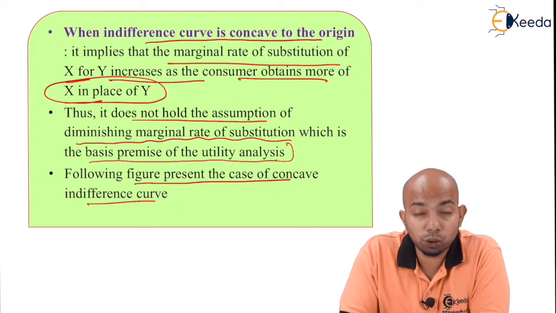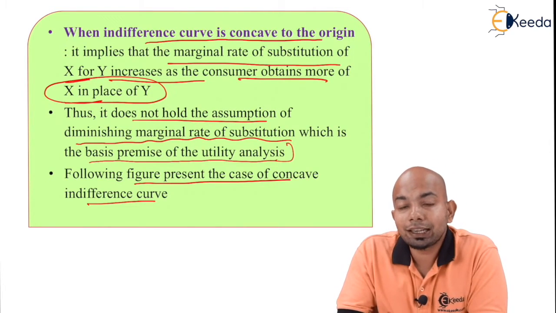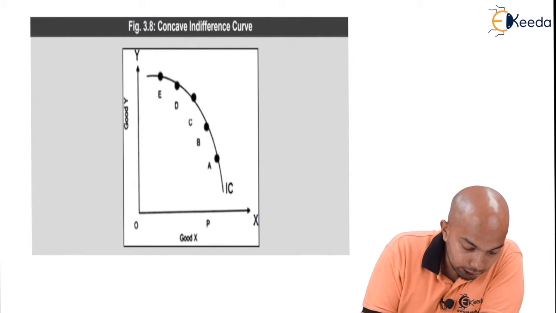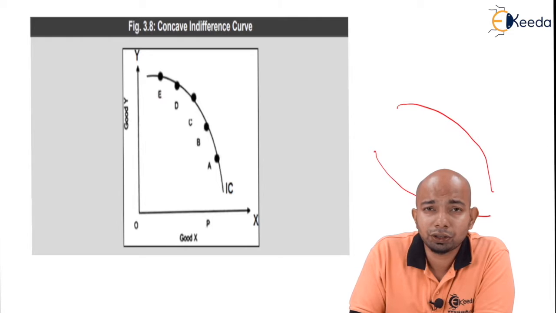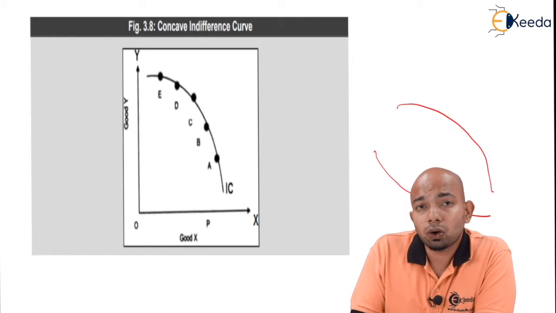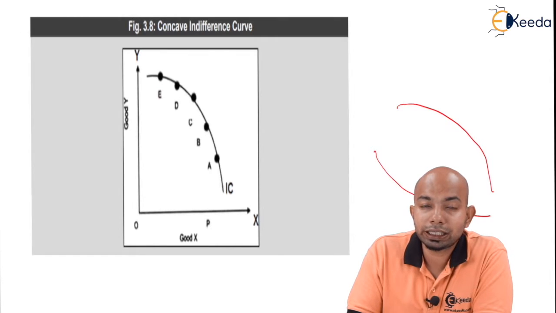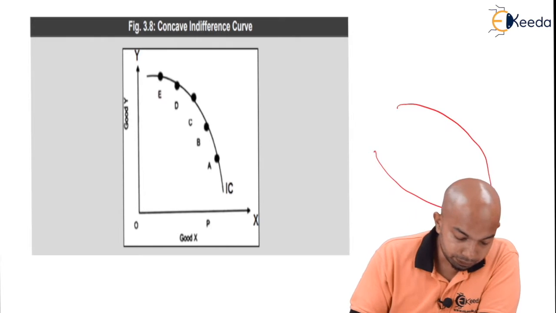The picture that we'll be looking at right now will give you the basic description of how a concave indifference curve looks. Let's figure it out. As I discussed, this is how it looks. So concave is like this, convex is like this. That's the only difference that you need to look after. Concave doesn't follow the diminishing marginal rate, however, convex follows the diminishing marginal rate of substitution.